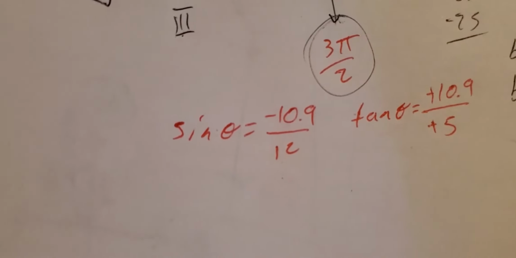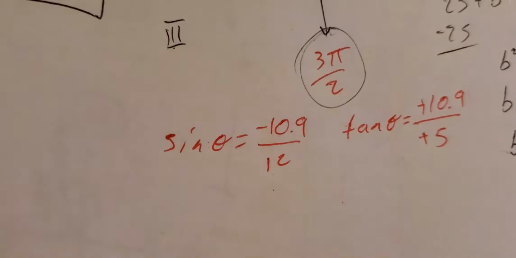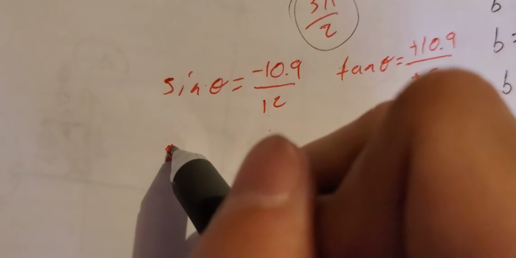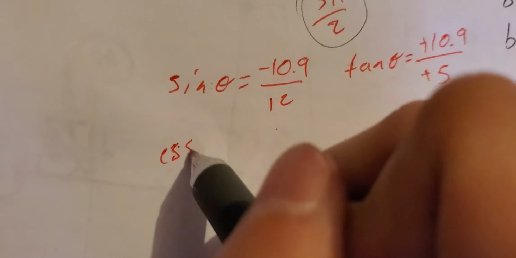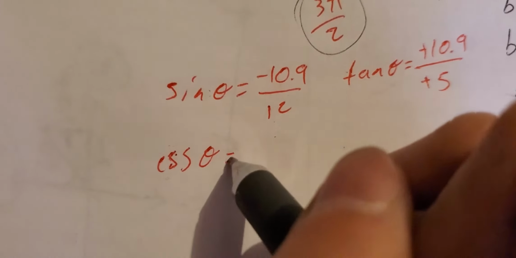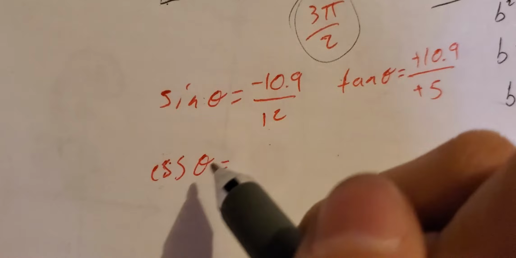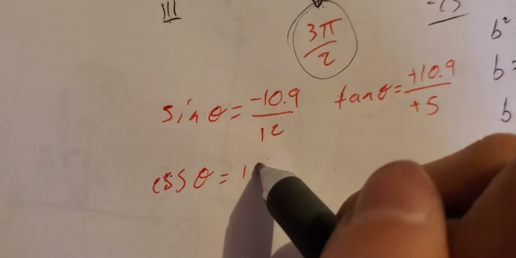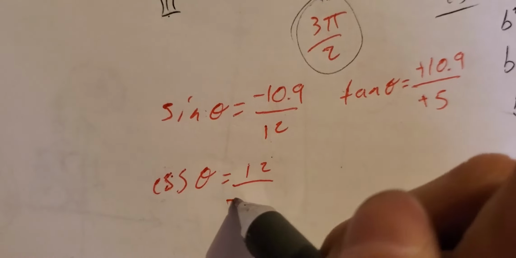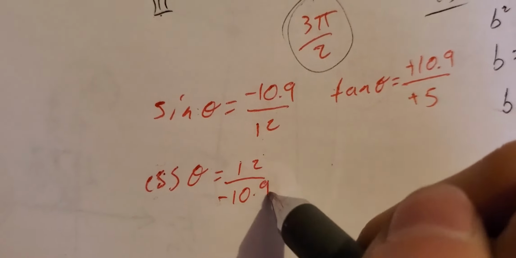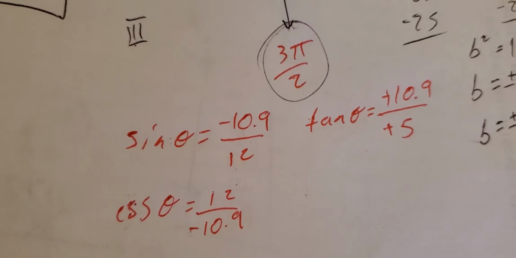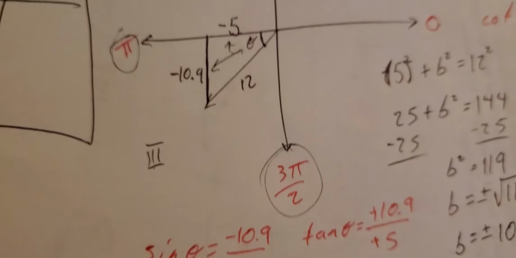For sine, we have opposite over hypotenuse. You know the cosecant? Cosecant is 1 over sine. Then cosecant theta will be just the reciprocal of this one, which will be 12 over -10.9. Same thing for secant and cosine. Alright, and that's it.